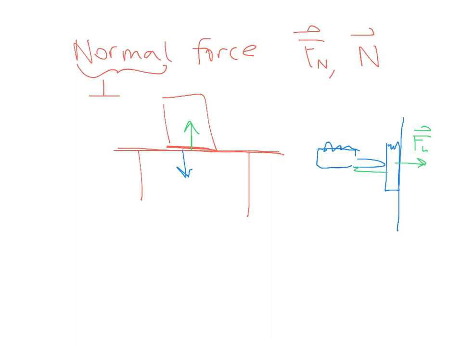We have the wall pushing on it outwards, again perpendicular to the surface, which now is horizontal. We also always have gravity that is pulling down on the book because of the book's mass.